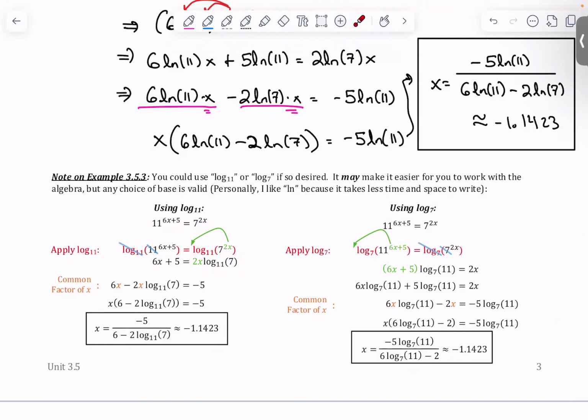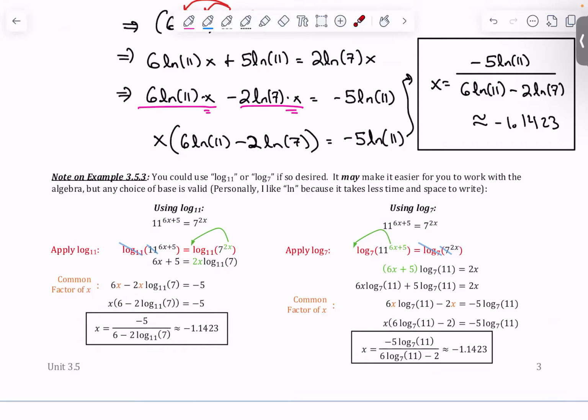So I can bring the two things, the 6x and the 2x log base 11 of 7, over to the left-hand side, equals the constant, and I can solve it that way. It will give me the same number regardless. It's just that log base 11 of 7 is a slightly different number than what I originally have here, but it ends up working out just as well.